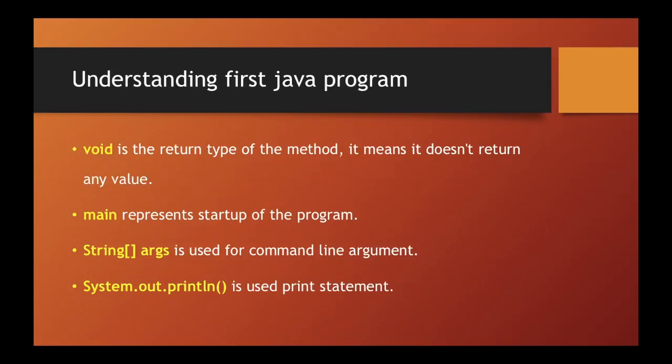Next one is void. Void means the program is not going to return anything back; that is why it is called void. Main represents the starting of the program. I told you all programs start their execution from main. Inside, you have seen String args. It is used for command line arguments. For example, if you want to run a program from the command line, such as a terminal, you can use this. System.out.println is the statement equivalent to printf in C. It is used to display the output.